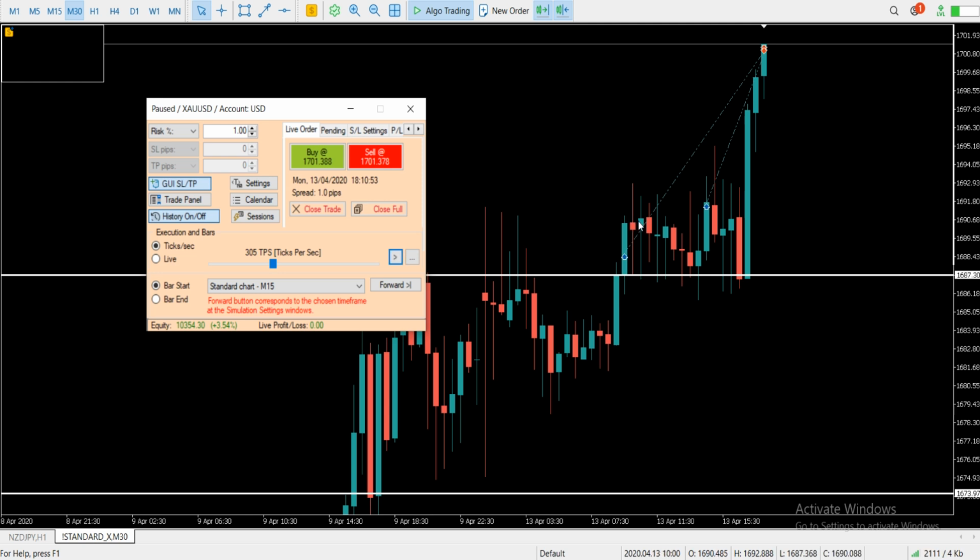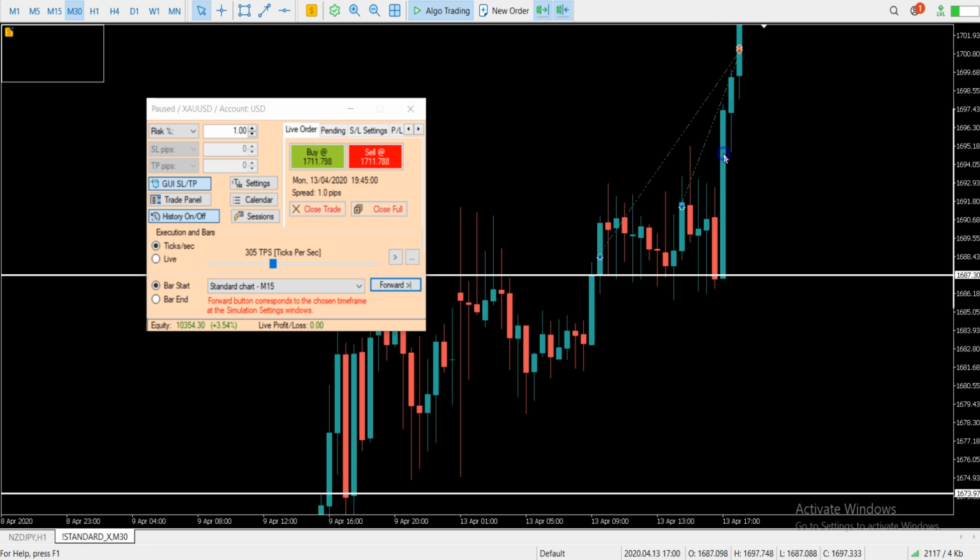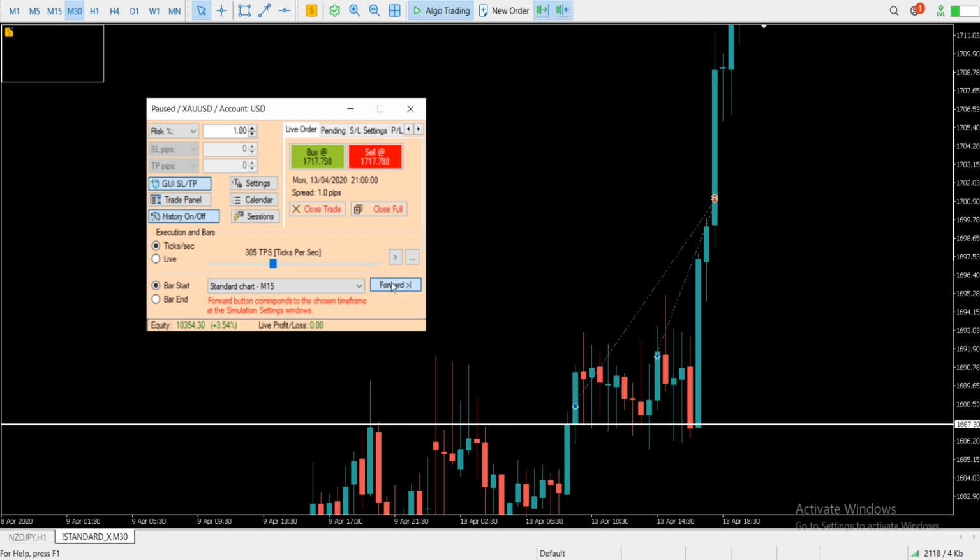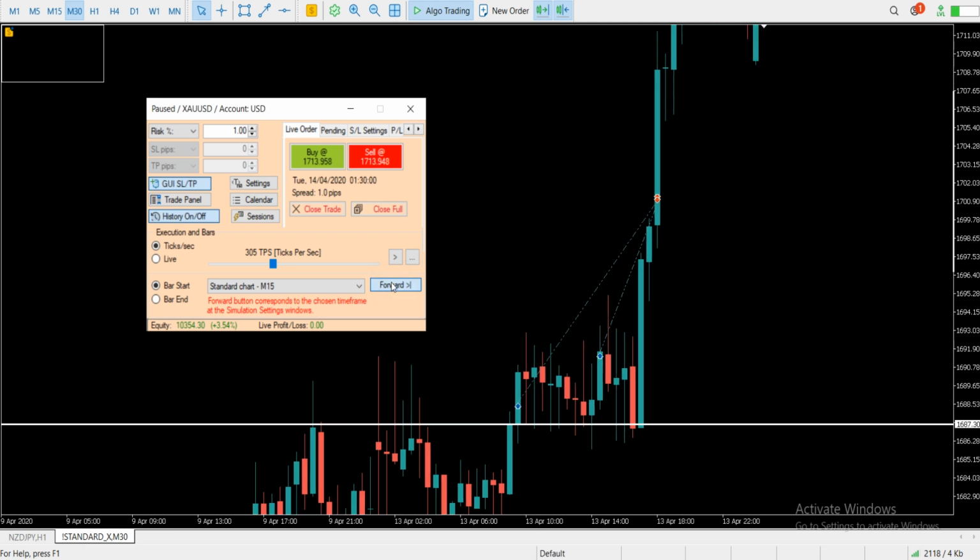Price just started ranging here. It was a very heavy range. I would have taken a buy from here, but anyway, let's move on to the next day and see what happens, whether we can make some gains or not.